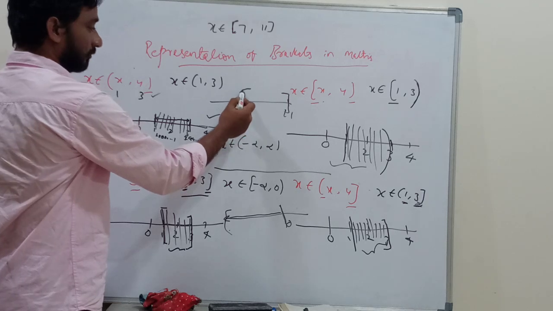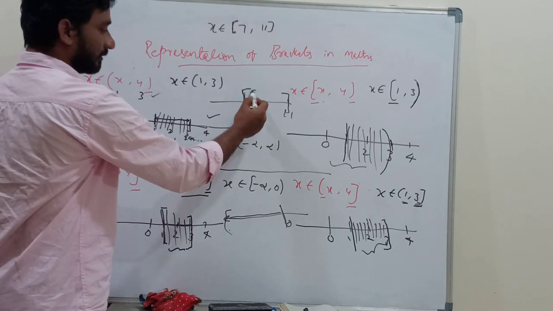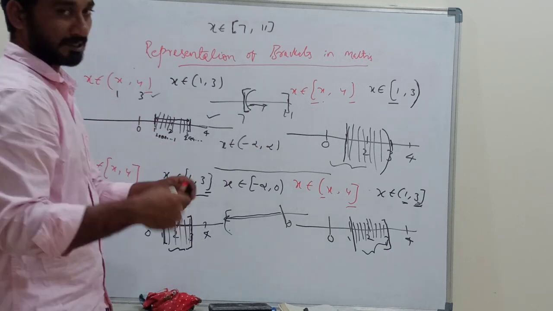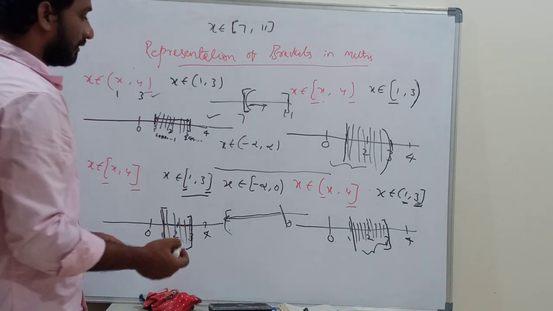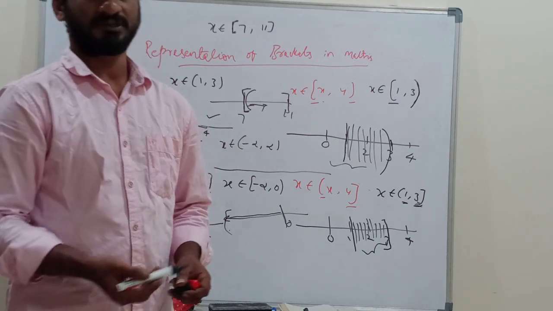In a closed bracket we will include that point also. In an open bracket we will exclude that point and we will measure from the next coming number. So this is it, friends.